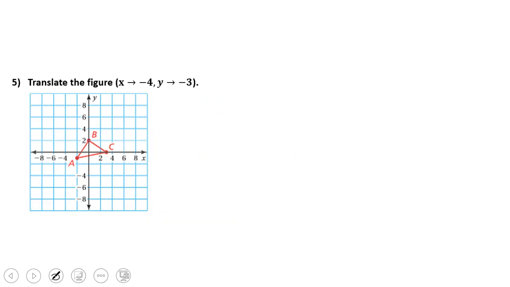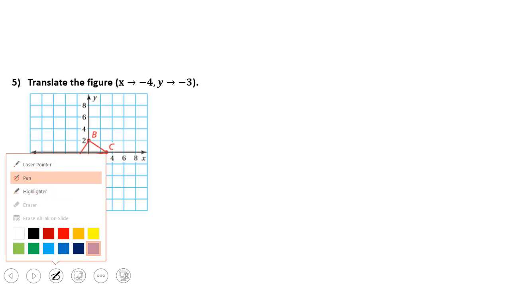Number 5 says translate the figure. Okay, now once again, this is another way of showing how they want to translate. Instead of saying move this way, move that way, they're now showing you, they're saying, hey, this x, way back on the example when it said you're adding, well, this x we're going to subtract 4 from, the y we're going to subtract 3 from, so we're going to go right to our coordinate grid right away.